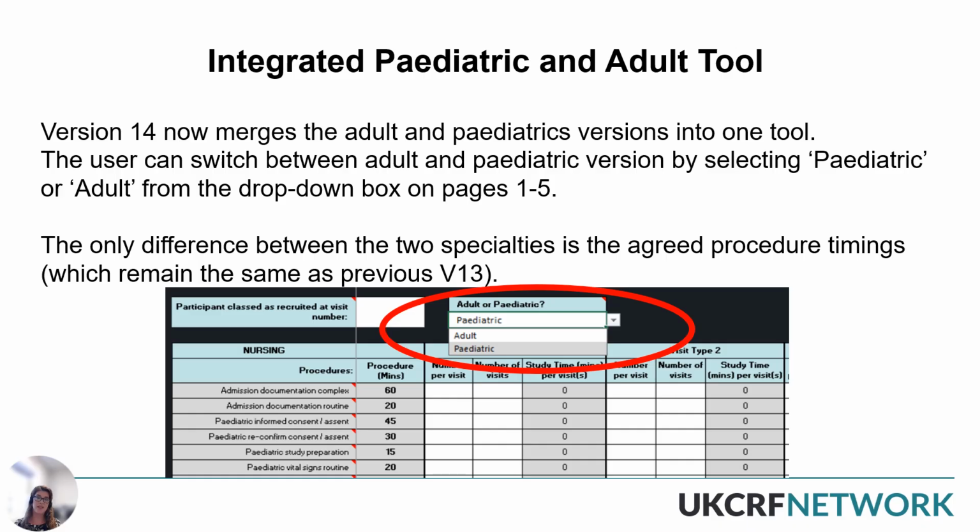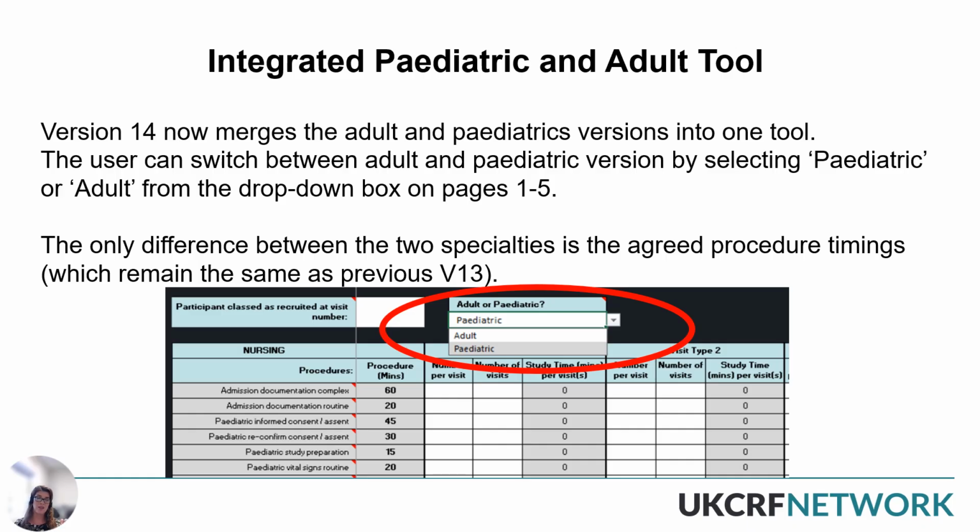The reason for this is that some activities, such as measuring vital signs or receiving consent, can take longer in a paediatric patient than they would with an adult participant. Selecting paediatric in the drop-down box, which you'll find on pages 1 to 5 in cell E50, will change the relevant procedure timings from adult to paediatric. What we would ask, though, is that if you are using multiple pages of between 1 to 5, you check that each page has the relevant specialty.